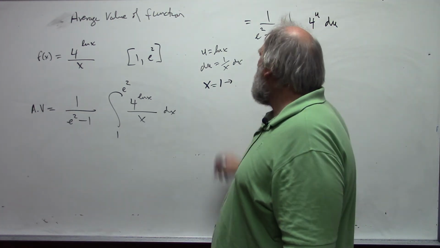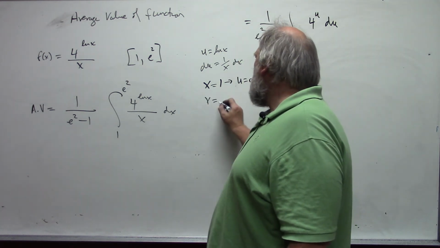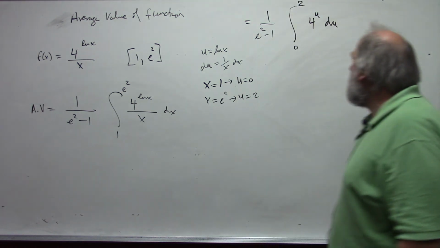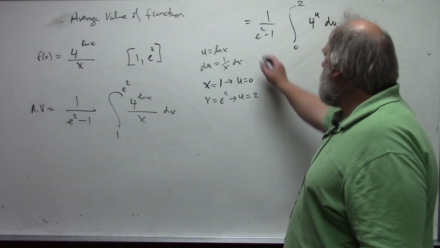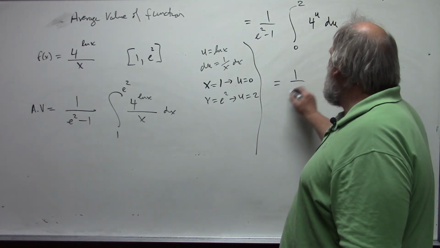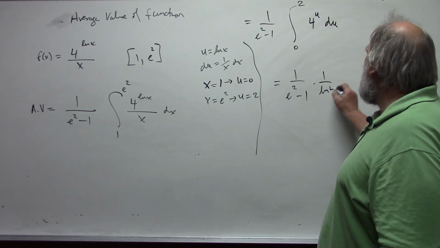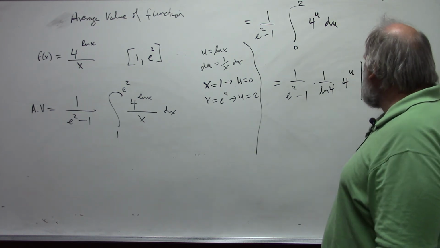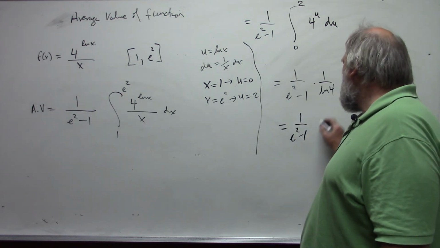x equal 1 means u equals 0. Natural log of 1 is 0. x equals e squared means u equals 2. So this is just the integral from 0 to 2 of 4 to the u. And so we get 1 over e squared minus 1 times 1 over the natural log of 4 times 4 to the u, evaluated from 0 to 2.